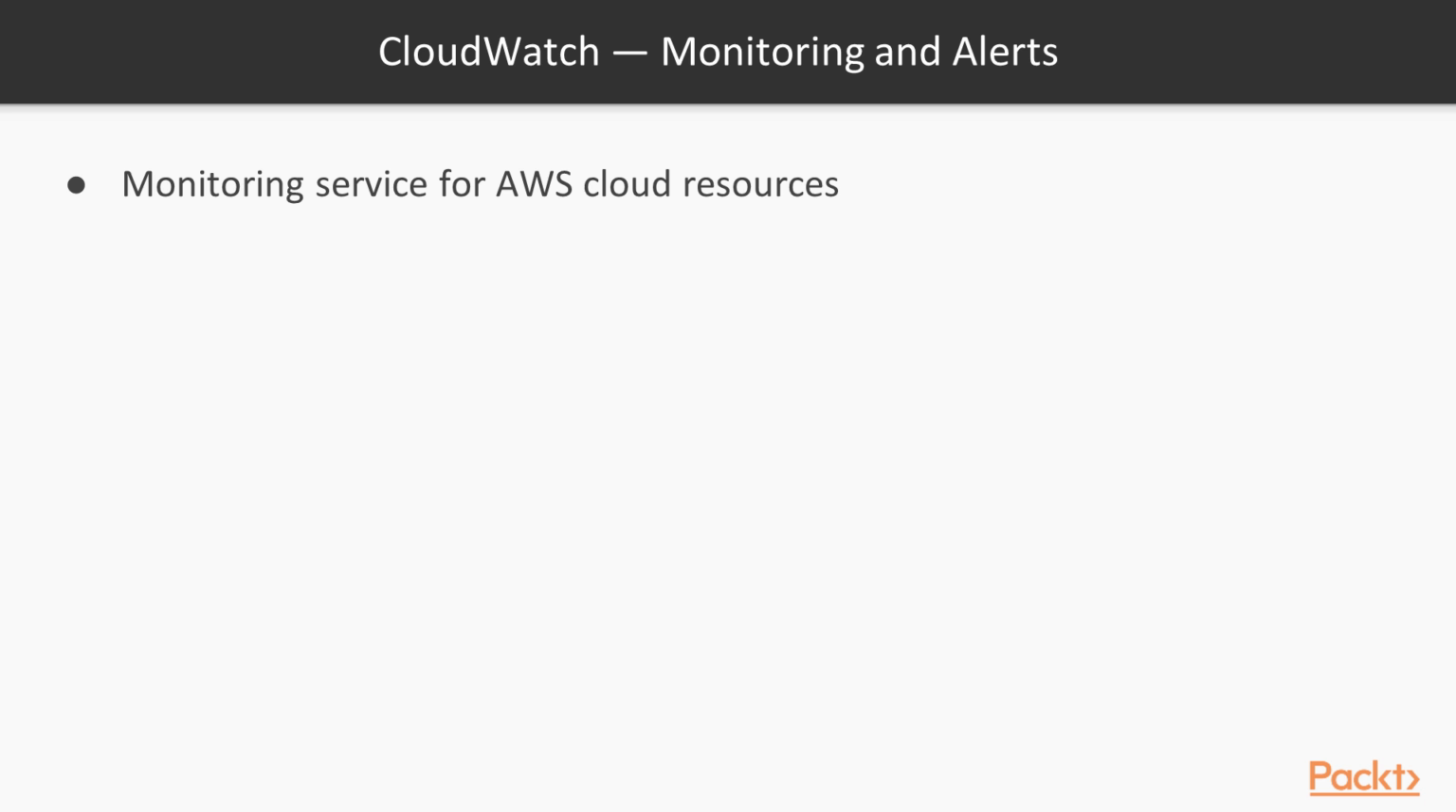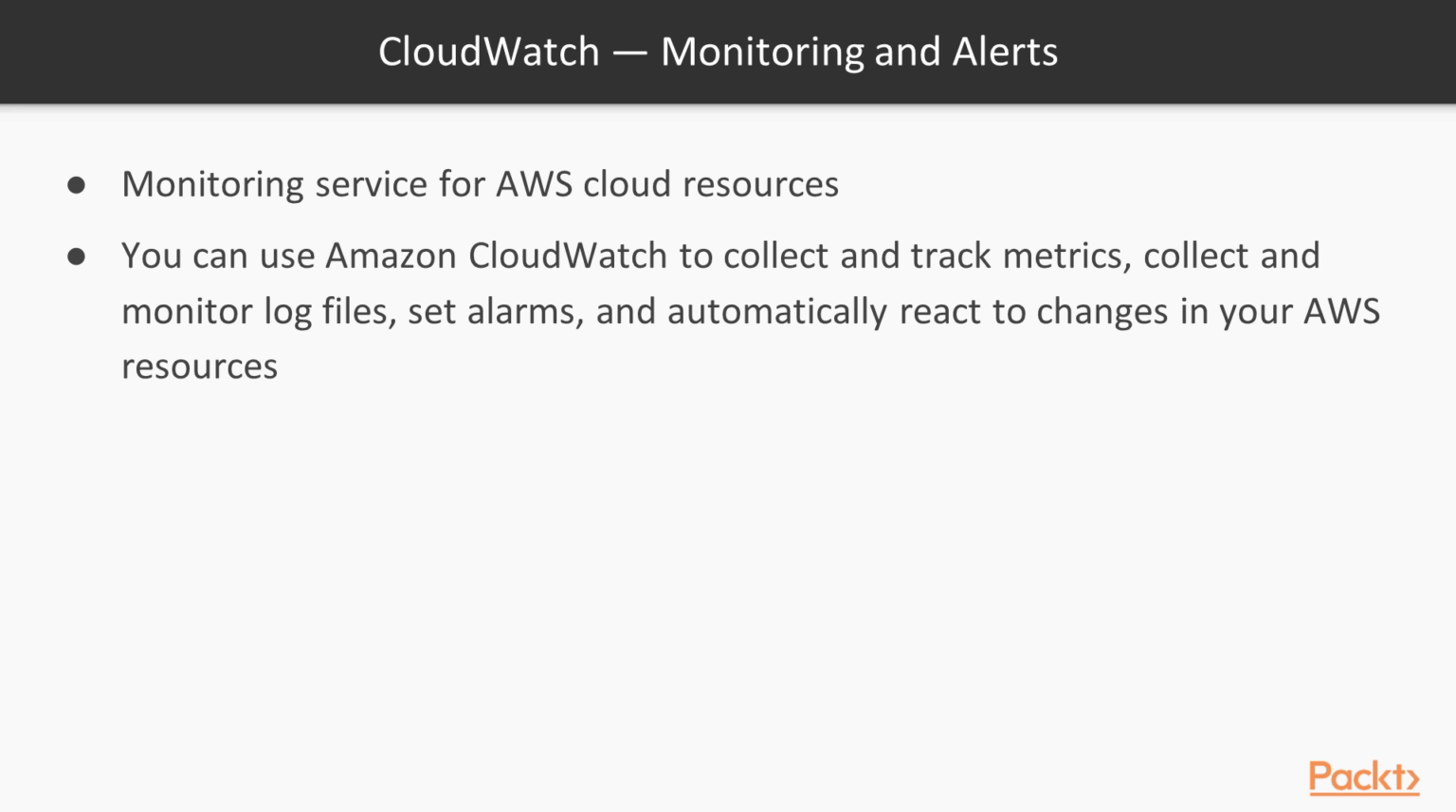CloudWatch is a monitoring service for AWS cloud resources and the applications you run on AWS. You can use Amazon CloudWatch to collect and track metrics, collect and monitor log files, set alarms, and automatically react to changes in your AWS resources. CloudWatch can monitor AWS resources such as EC2 instances, DynamoDB tables, RDS DB instances, as well as custom metrics generated by your specific application and any log file that your application is generating.